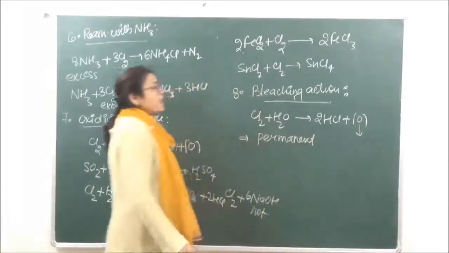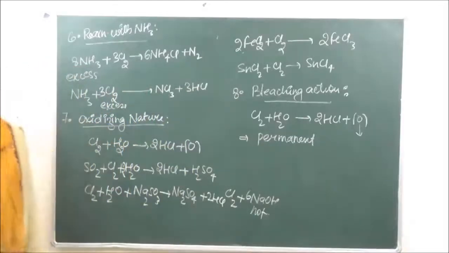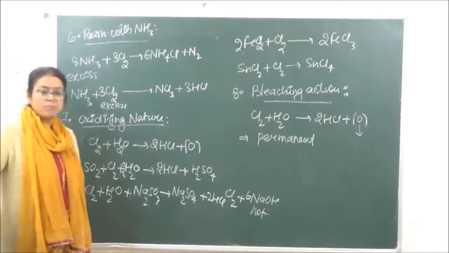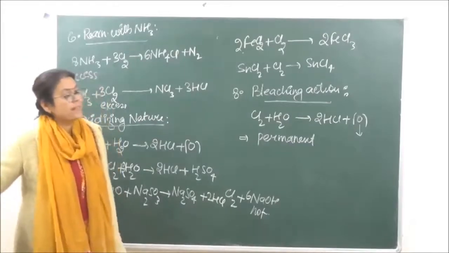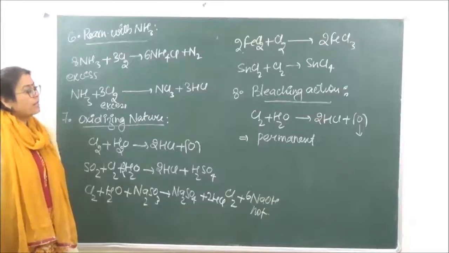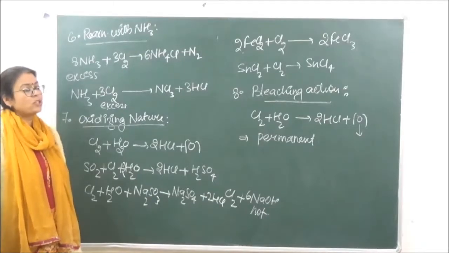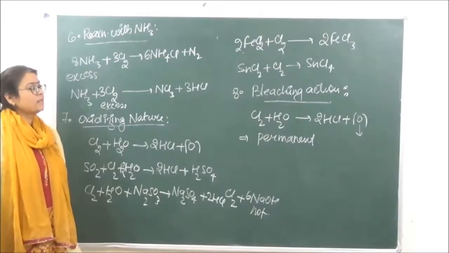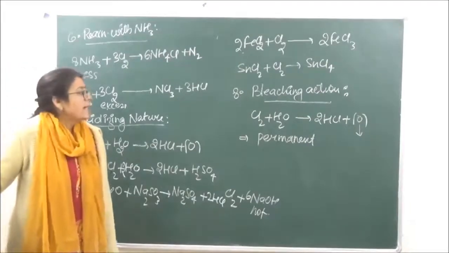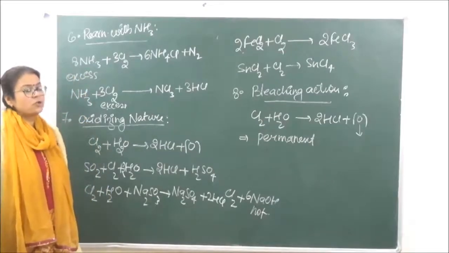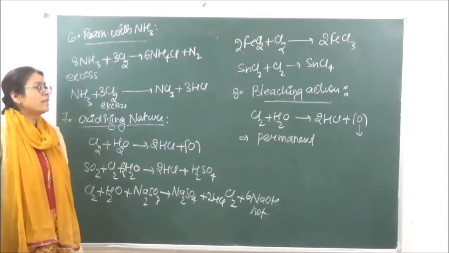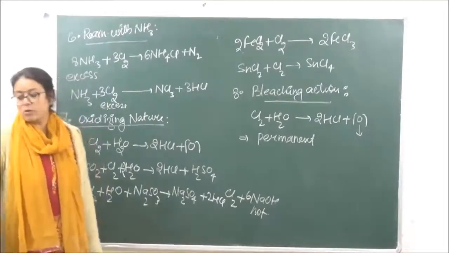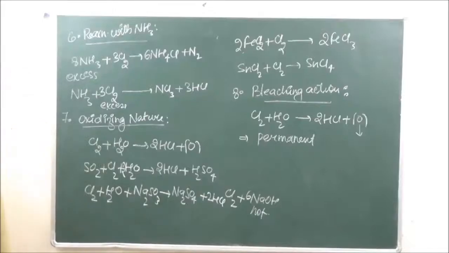If you remember, we have done the bleaching action of sulfur dioxide also, ठीक है? So sulfur dioxide में जो bleaching action था, that was temporary and it was due to the presence of nascent hydrogen. और यहाँ पे हम क्या कह रहे हैं? It is due to presence of nascent oxygen. So this is the difference between both. Sulfur dioxide में the bleaching action is due to hydrogen and chlorine में bleaching action is due to oxygen. The bleaching action by sulfur dioxide is going to be temporary, and the bleaching action by chlorine is going to be permanent.